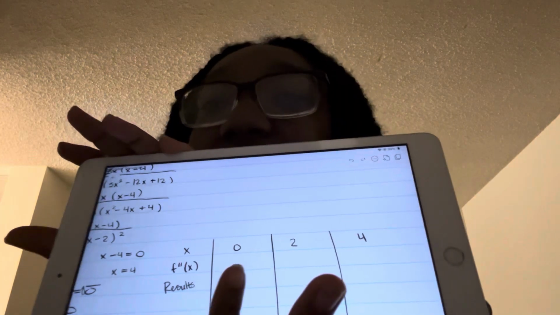Okay. All right. So this is what my table looks like. Before we can test these at the f double prime of x, we have to find the second derivative. So I'm going to rewrite the first derivative down here, and rewrite x times x minus 4 as x squared minus 4x. Then I'm going to keep the denominator the same, x minus 2 squared. Okay, so don't forget the negative.